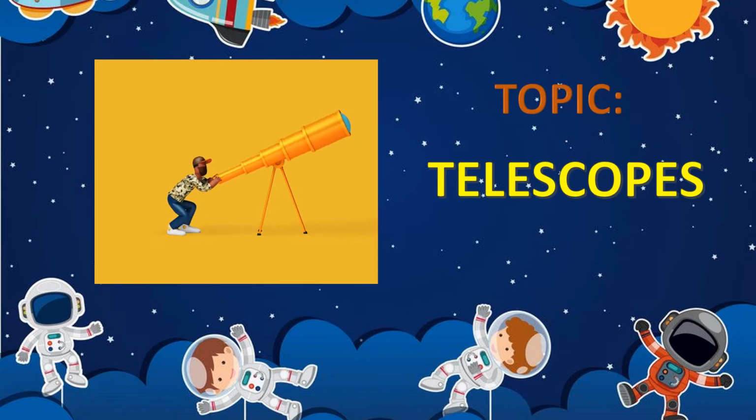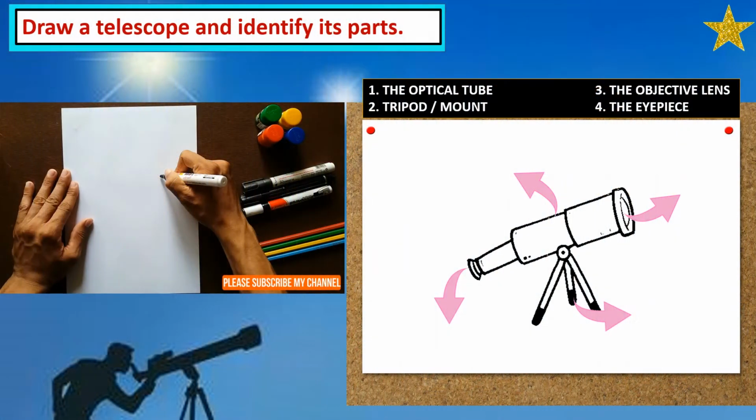The topic of our lesson is telescopes. Our first activity is draw a telescope and identify its parts. For this exercise, I have brought up a short video about how to draw a telescope. Please pay attention and watch it.